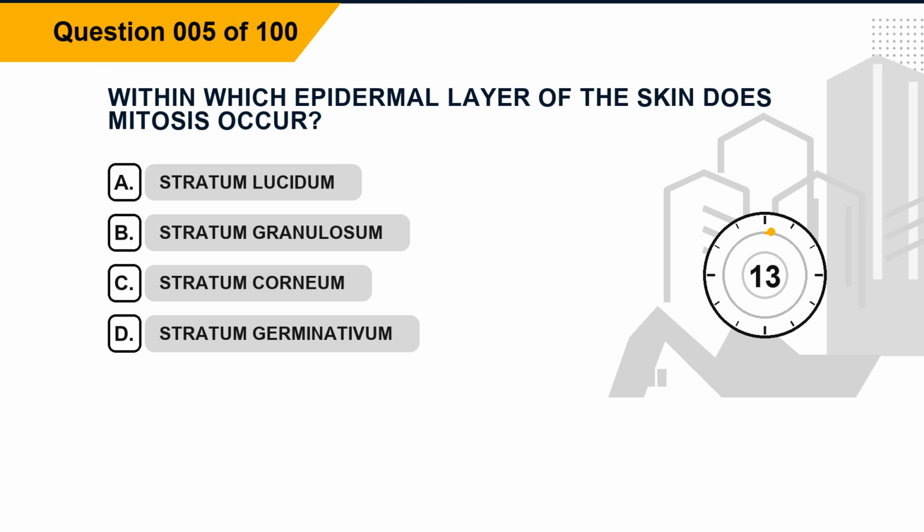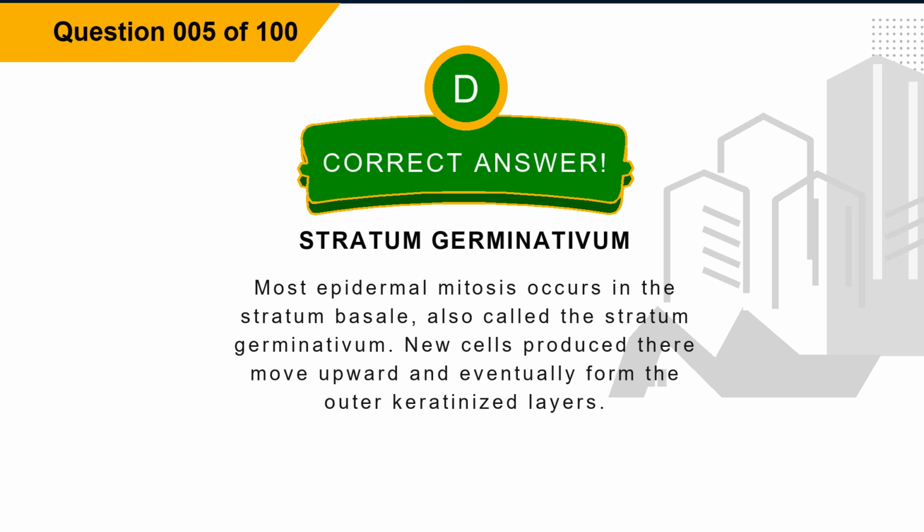Question 5. Within which epidermal layer of the skin does mitosis occur? Option A, stratum lucidum. Option B, stratum granulosum. Option C, stratum corneum. Option D, stratum germinativum. The correct answer is option D, stratum germinativum. Explanation. Most epidermal mitosis occurs in the stratum basale, also called the stratum germinativum. New cells produced there move upward and eventually form the outer keratinized layers.